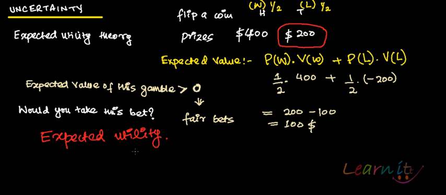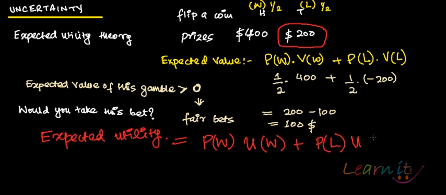Okay, so generally people are risk averse individuals. And how do they calculate? How do you calculate expected utility? You calculate expected utility as the probability of winning into the utility of winning plus probability of losing into utility of losing. So in general, your utility functions have diminishing marginal utility.